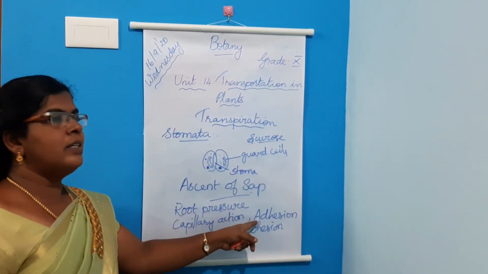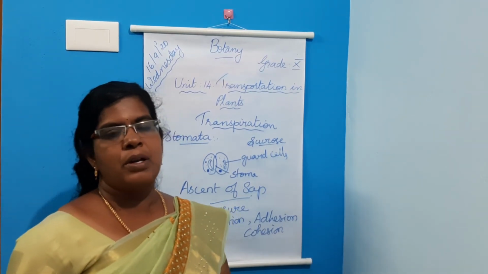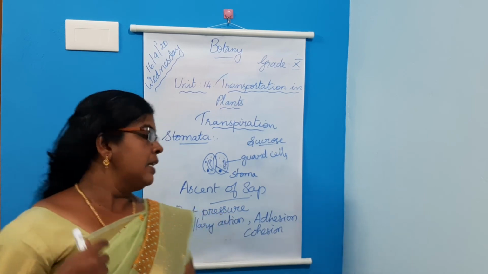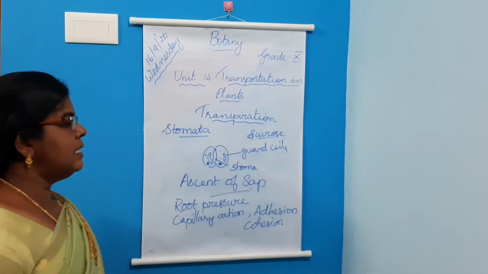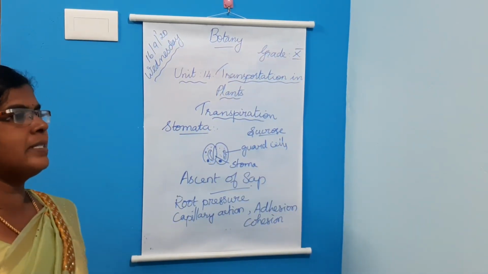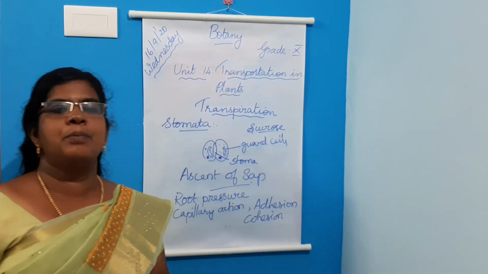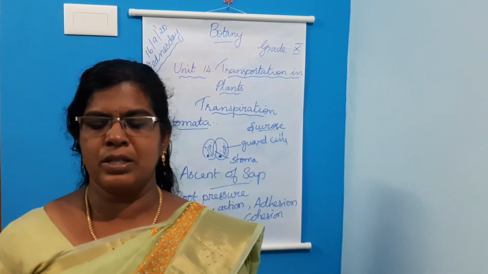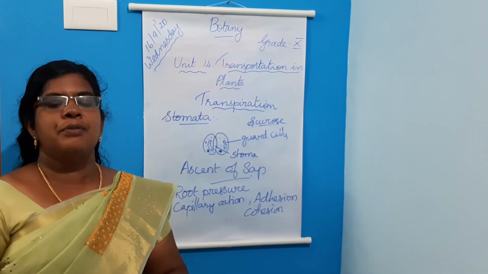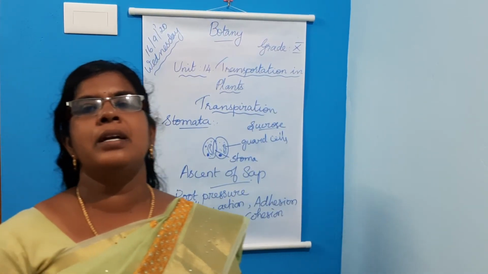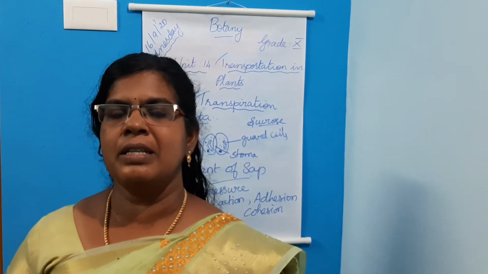Then adhesion, the force of attraction between molecules of different substances. Next, cohesion is the force of attraction between water molecules. These factors are responsible for ascent of sap. You all know what is transpiration pull, isn't it? A pressure created because of transpiration. That is transpiration pull.